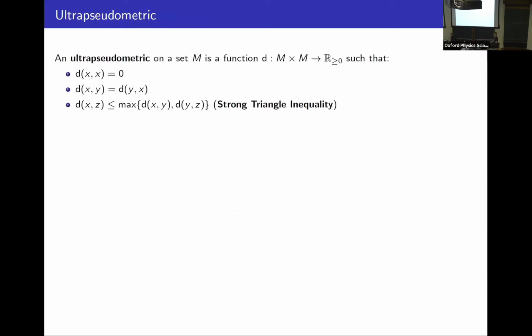An ultra pseudometric is a map from a set M to the positive reals such that, and we think of d as distance, the distance between x and itself is equal to 0. It's symmetric, and it satisfies this strong triangle inequality. This is what makes it an ultra pseudometric. That's where the ultra comes in.